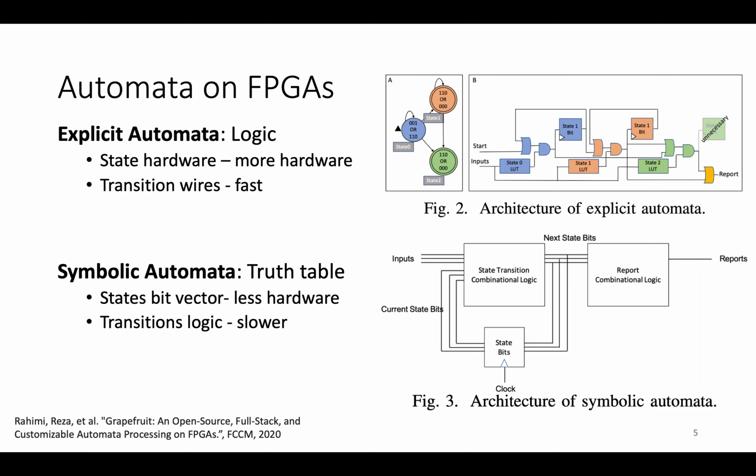An alternative approach uses symbolic automata. With this approach, states are encoded with bit vectors, but transitions are represented with combinational logic. The diagrams on the right show the two different architectures used for automata processing on FPGAs. The top right explicit representation encodes the automaton shown on the left with hardware, where the state colors indicate state-specific hardware. The bottom right shows how symbolic automata are represented with lookup tables. We utilize Grapefruit for explicit automata and extend it to include symbolic automata functionality.